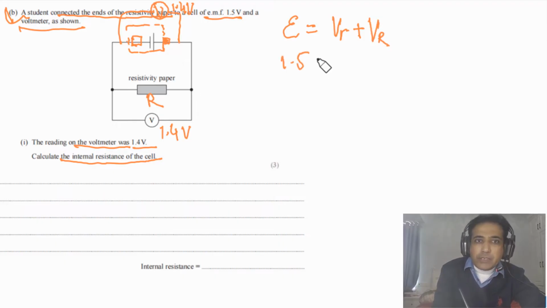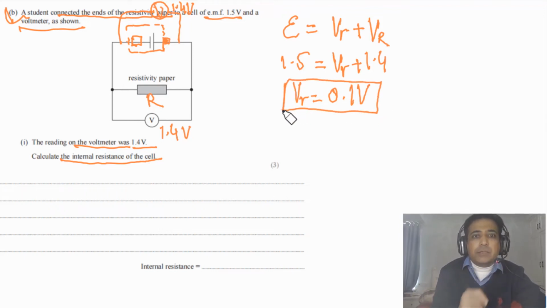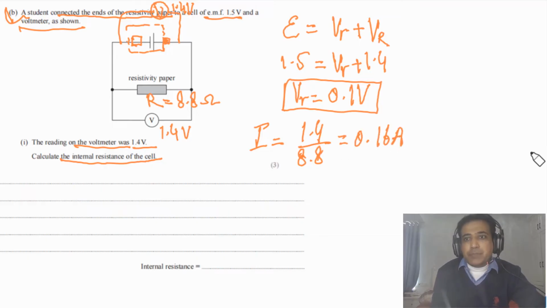So we have EMF in this case 1.5 volts, and this one we can find out because this value we have, that is 1.4. So the potential difference across the internal resistance, we have PD across internal resistance. Now we can find out the value of current because we have the resistance of this resistor, which was equal to 8.8 ohms. So the current will be equal to V divided by R, meaning 1.4 divided by 8.8. We will get 0.16 amps.